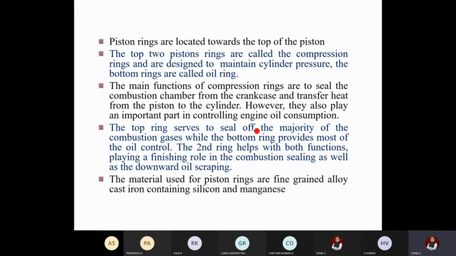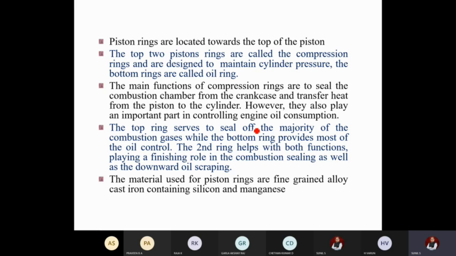The material usually used for these piston rings is fine grained alloy cast iron, an alloy of cast iron containing silicon and manganese. So it will be very much wear resistant. So this is about the piston ring. You can just note down this point.